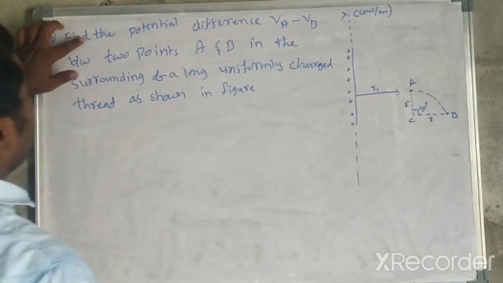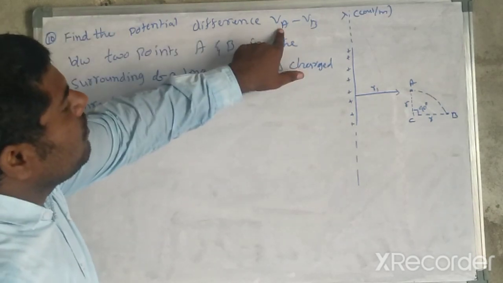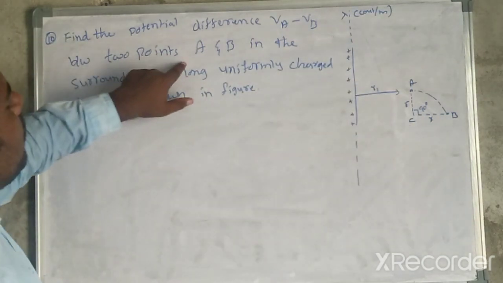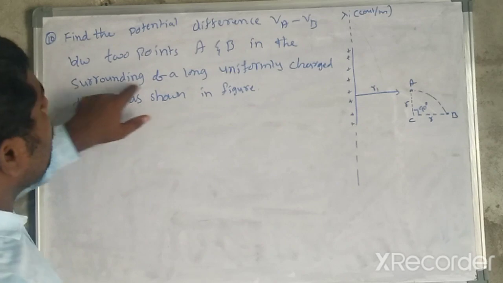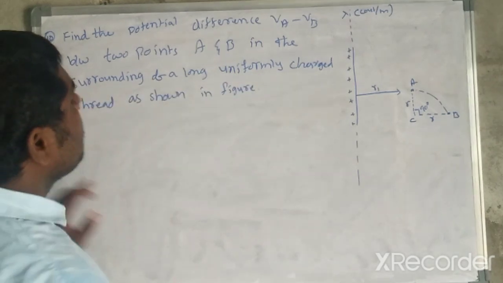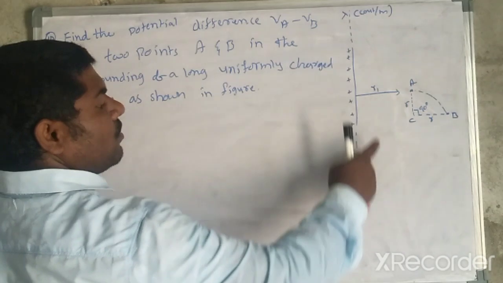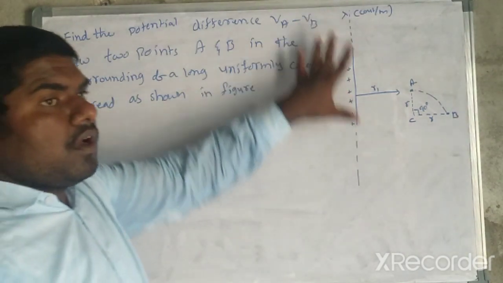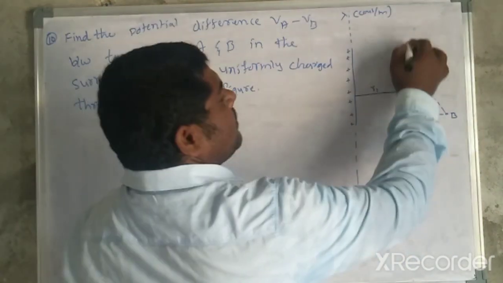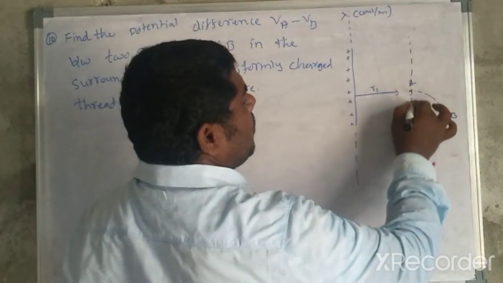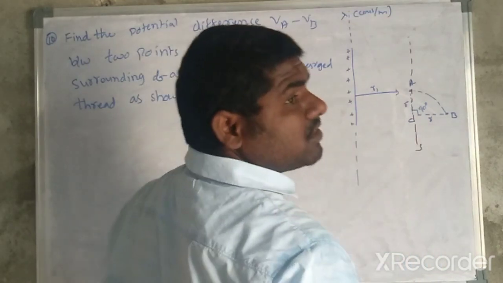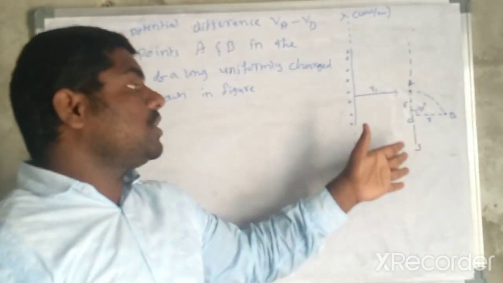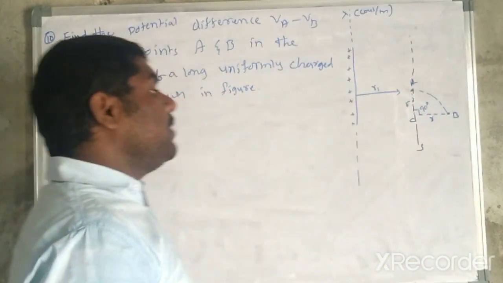Another model: find the potential difference VA minus VB between two points A and B in the surrounding of a long uniformly charged thread. This is a long uniformly charged thread as shown in the figure. Let us consider this one an equipotential surface. Everywhere along this line, A to C or C to A, the potential must be equal.